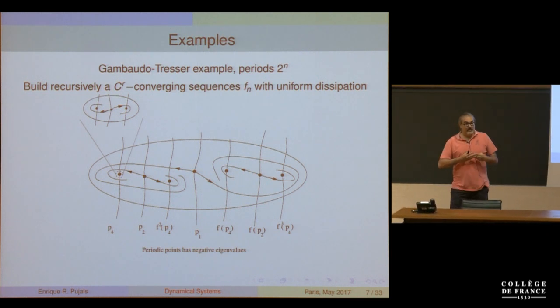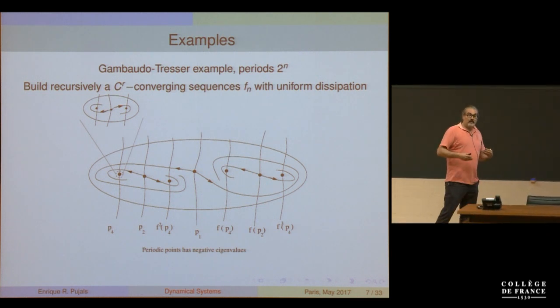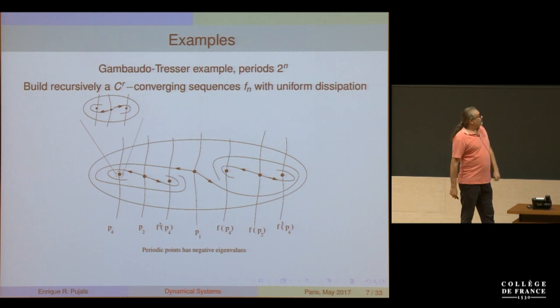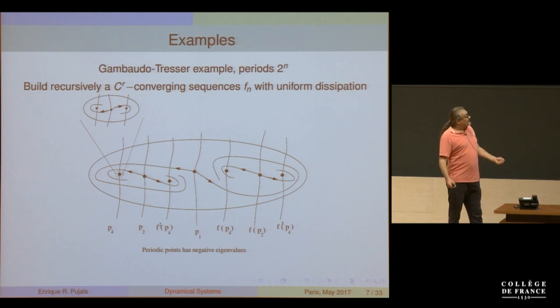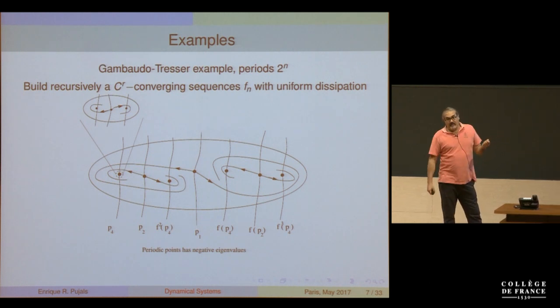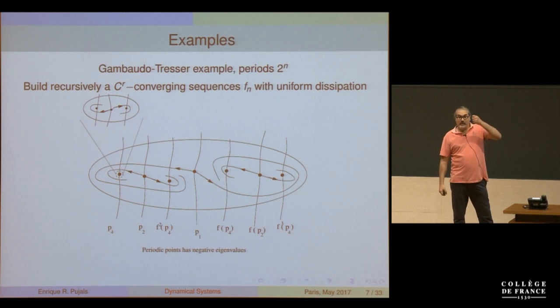And you do it infinitely many times, and you can build this example. It's going to be a sequence that is converging, and all of them are uniformly dissipative. And in the limit, you have a system that has, for each n, one periodic orbit of period 2 to the n.